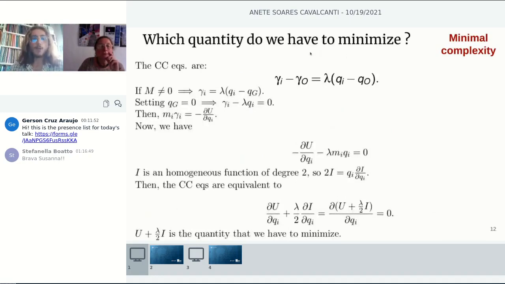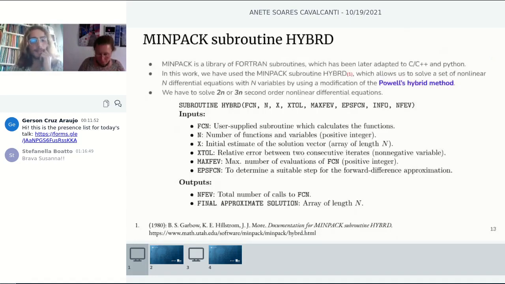And which quantity do we have to minimize? Basically, these are the central configuration equations. If we assume that the total mass of the system is non-zero, then we can substitute the point of reference for the center of mass. If there's no external force applying to the center of mass, we would obtain this result. We fix the center of mass to the origin. Then we have the definition of force, and then we would have these equations. Knowing that the moment of inertia is a homogeneous function of degree 2, we can simplify this expression by substituting here. And here we would find that this is the quantity that we have to minimize. In all of our numerical simulations, we have used lambda equal to 1.